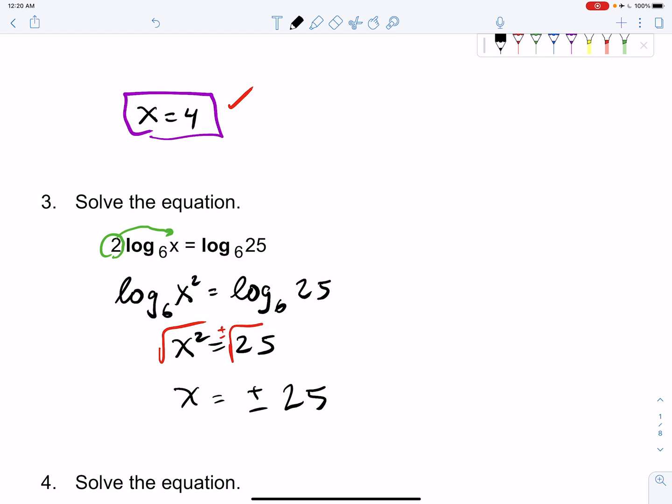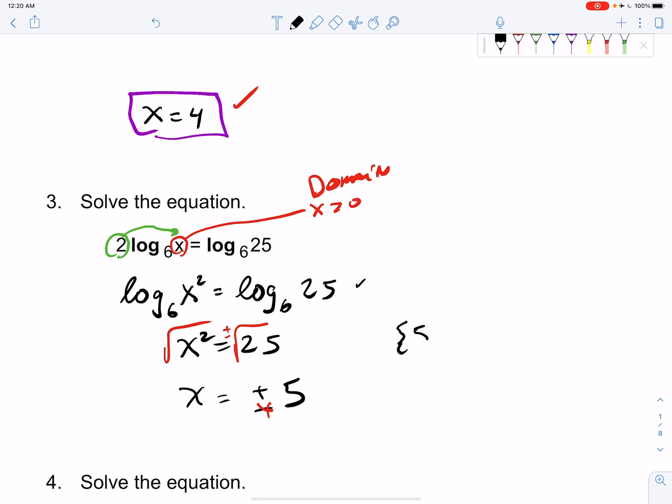Now we go to the original problem. If we go to the original problem, it says this argument that we're trying to solve for, x, must be greater than 0. Well, whoops, what the heck, where did that 25 come from? That's supposed to be just 5. The square root of 25 is just 5, plus or minus 5. But going back to my domain, x must be greater than 0, and so therefore that strikes out the negative 5. So the actual answer is going to be x equals just 5.